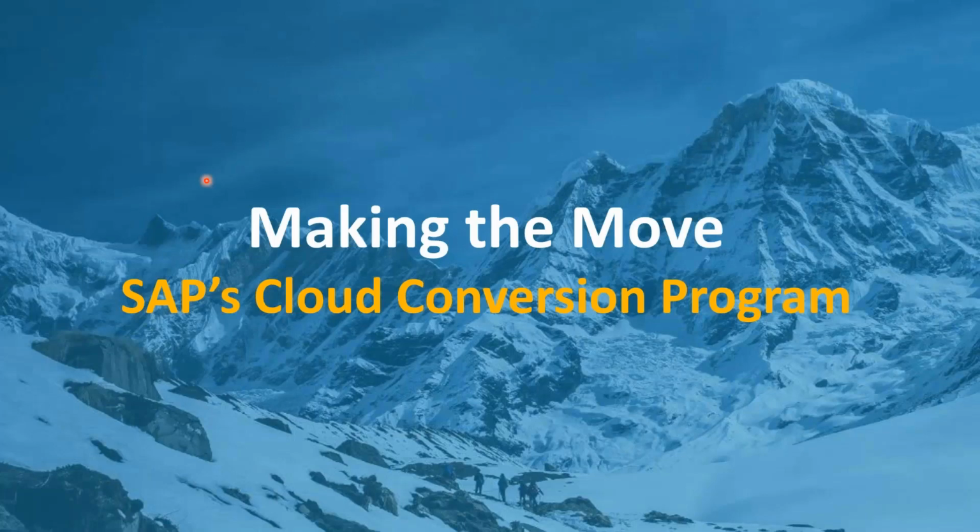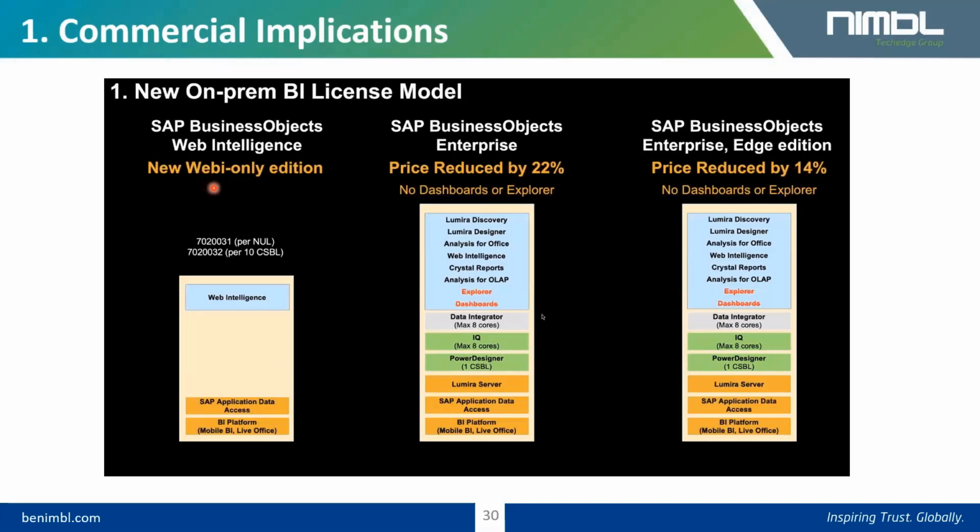Making the move. Let's talk about how SAP supports you in moving to a hybrid environment with SAC. So as you may or may not be aware, there are now 3 different licenses that you can reduce yourselves to if you're a current BI license, SAP Business Objects Enterprise customer. The new Edge Edition, which removes Explorer and dashboards, gives you a 14% reduction in your maintenance base cost. A new Enterprise version gives you a 22% reduction in your maintenance base cost, and a new SKU that's just Webby. So you could right-size, downsize your install base to just have SAC and Webby if that's what you need, as of very recently. So this is a pretty good savings.